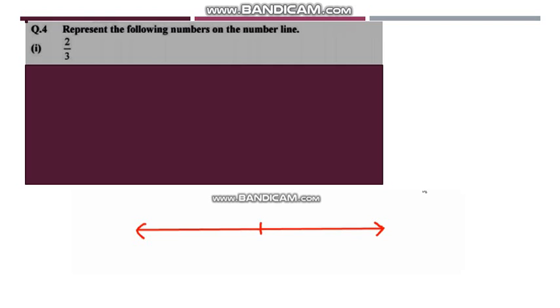It's a fraction. So first check this fraction, convert it into a decimal number. It's a recurring decimal, 0.6666 and so on. So after converting into decimal, we realize that this number is lying in between 0 and 1. It's greater than 0 but less than 1. So on the number line it will be in between 0 and 1. So let's identify where it will be.